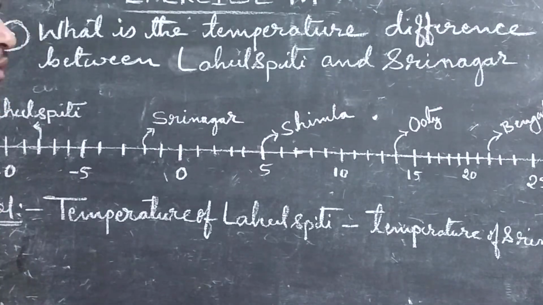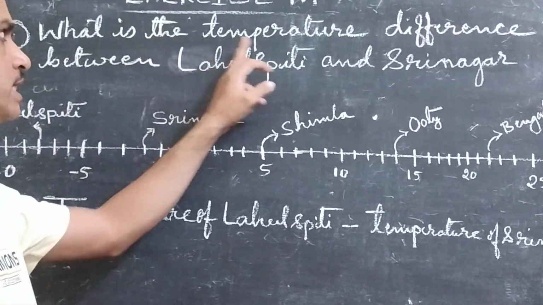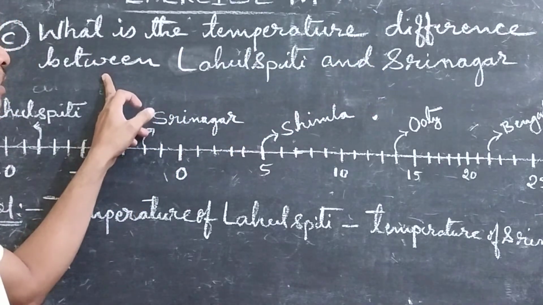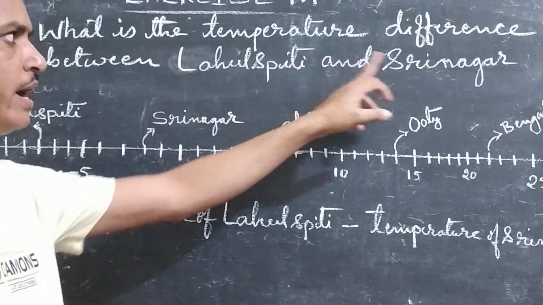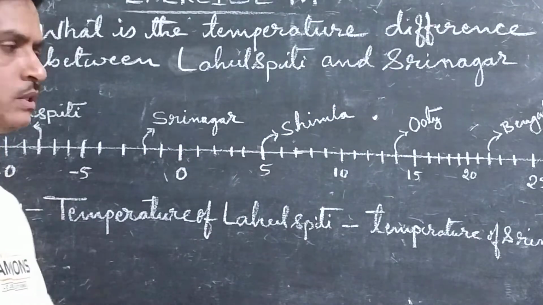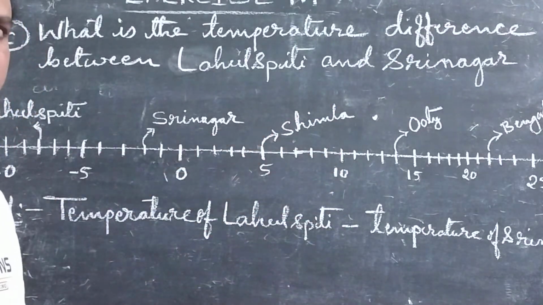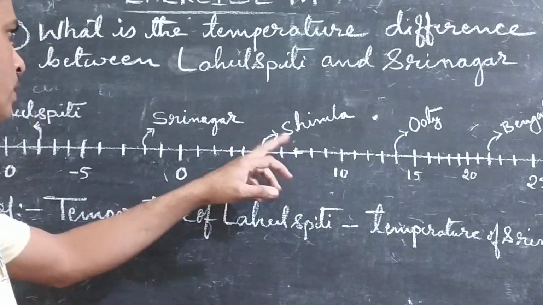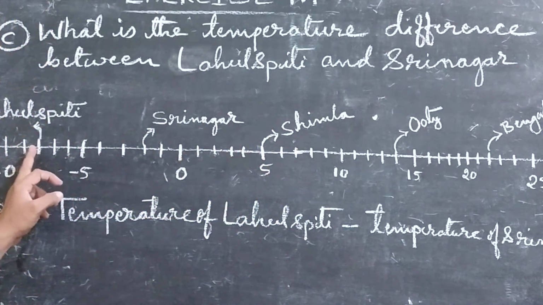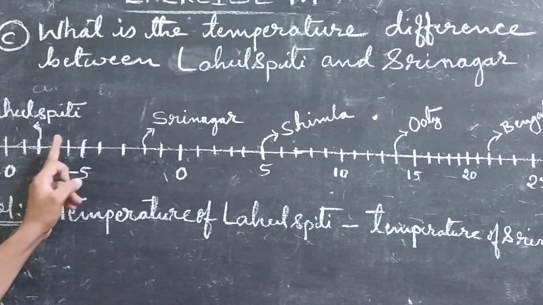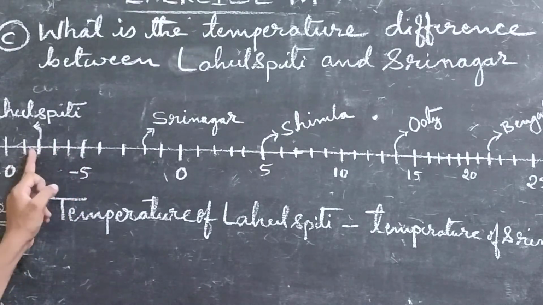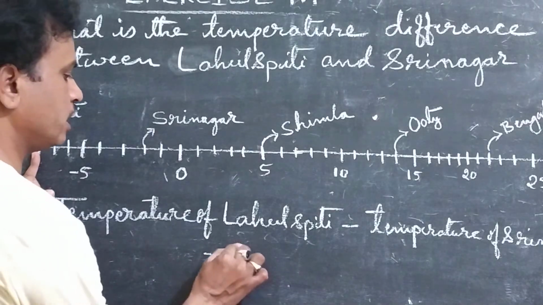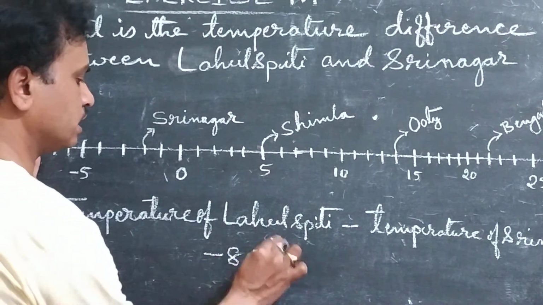Now the next question. What is the temperature difference between Lahaul Spiti and Srinagar? On this number line, we have to check it first. What is the temperature of Lahaul Spiti? Minus 5, minus 6, minus 7, minus 8. The temperature of Lahaul Spiti is minus 8 degrees Celsius.